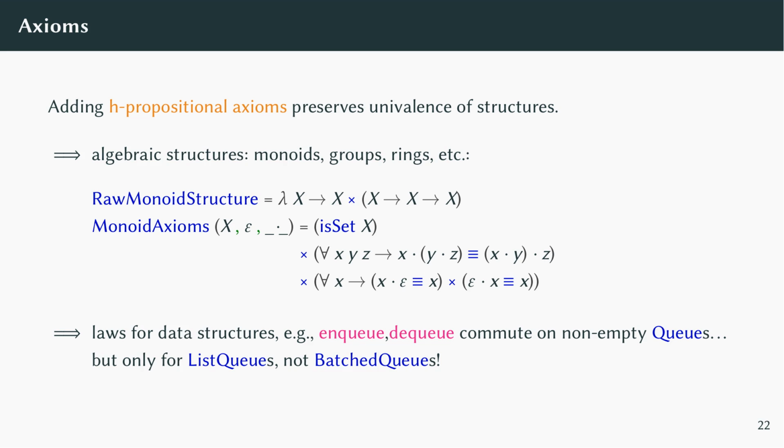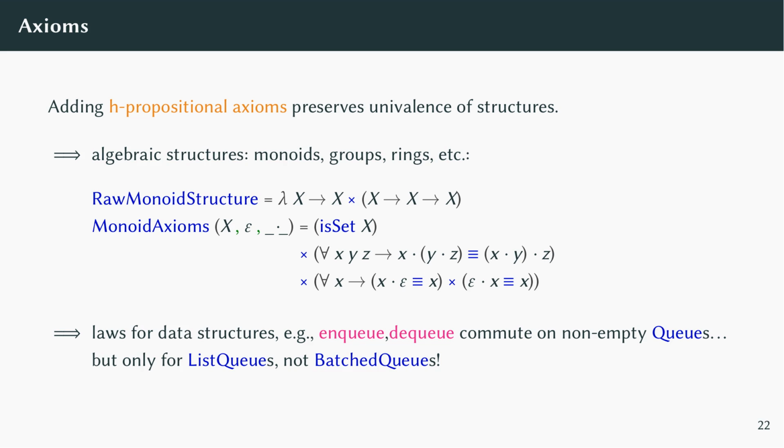Finally, adding axioms to a structure preserves univalence, so long as those axioms are H-propositions. This lets us encode algebraic structures like monoids, groups, and rings by splitting them into two parts, the operations and the laws. For a monoid, the operations are just an identity element and a multiplication. The usual laws say that multiplication is associative and the identity is a unit. But to make sure that these are H-props, we also require that the carrier is an H-set.